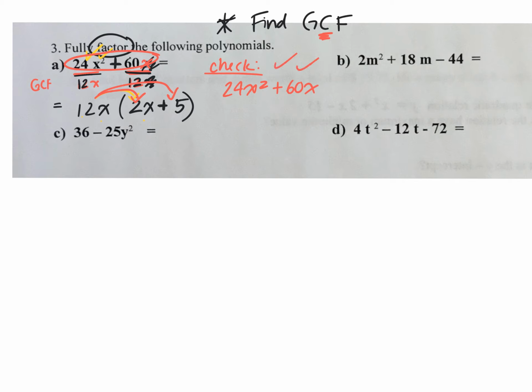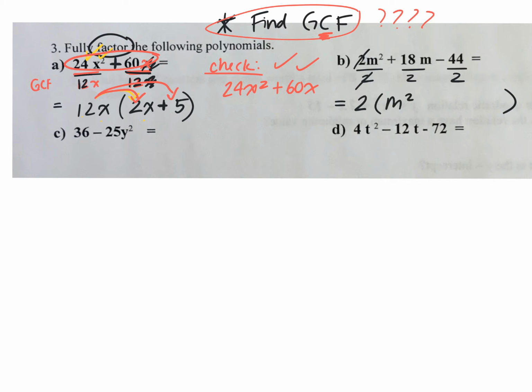Okay, what about B? We always want to see, does it have a greatest common factor? Is there anything that all three of these terms can be divisible by evenly? Yes, so get rid of that first. Factor out the greatest common factor. If it can be divided by 2, it means it can be multiplied by 2, right? So it'd be 2 multiplied by something. Well, what is that something? That cancels out, so you're left with, good.